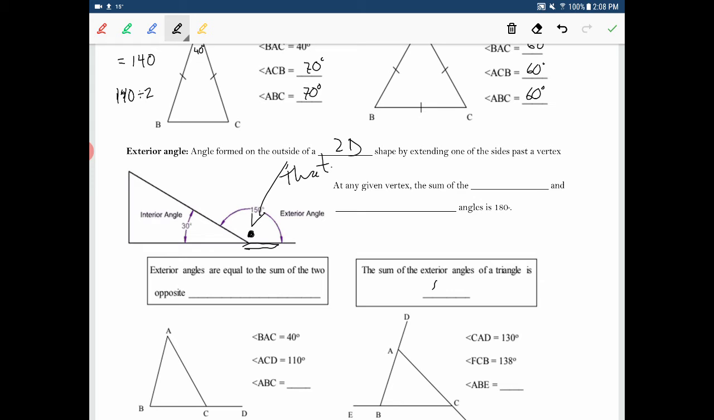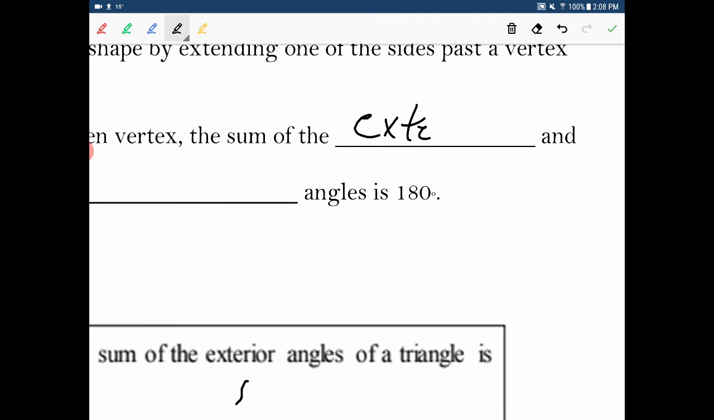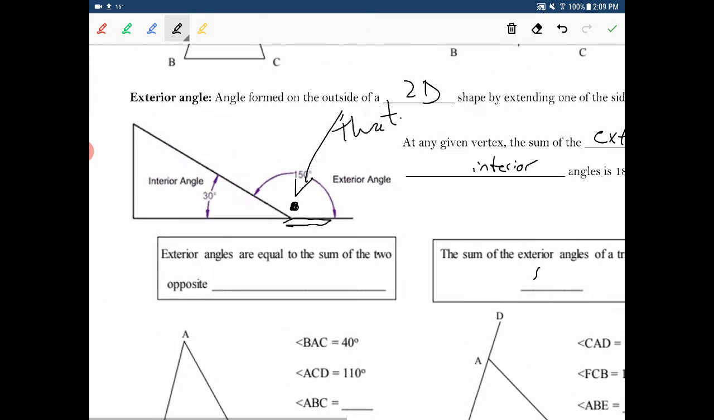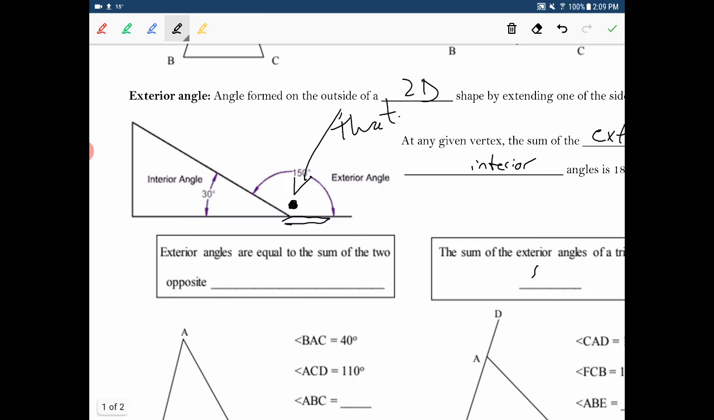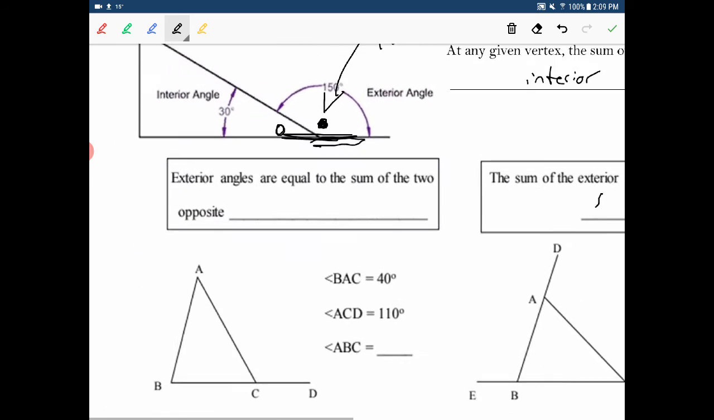Okay. Anyway, at any given vertex, the sum of the exterior and interior angles is 180 degrees. So if I take this angle here that I already drew, and that angle there, and I add them together, it will always equal 180 degrees. That's just because it makes this straight line right there. So that one will seem obvious to some of you. If it doesn't seem obvious, don't worry about it, because I just told you.